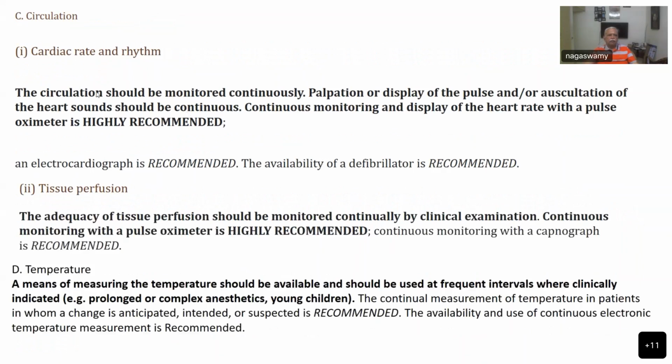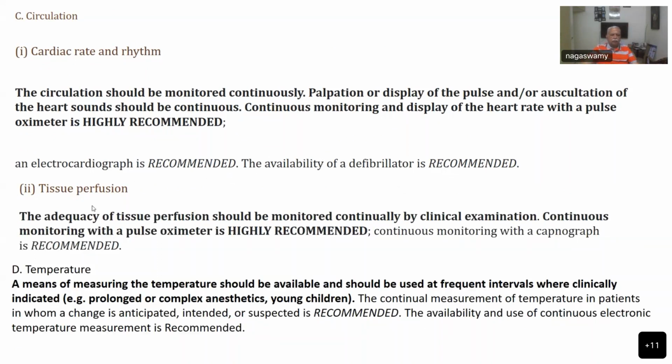And coming to circulation, highly recommended is that you always have a pulse by monitoring the display of the pulse oximeter. And also recommended is an ECG. So ECG is not a must for every case. It is only a recommended guideline. And a defibrillator also should be available in the theater, which is also a recommendation.